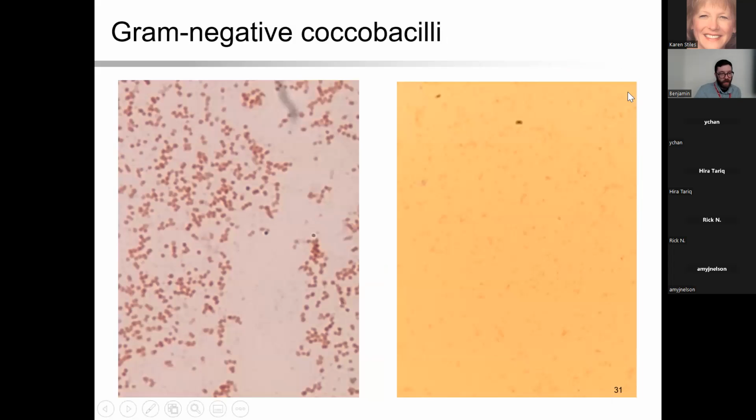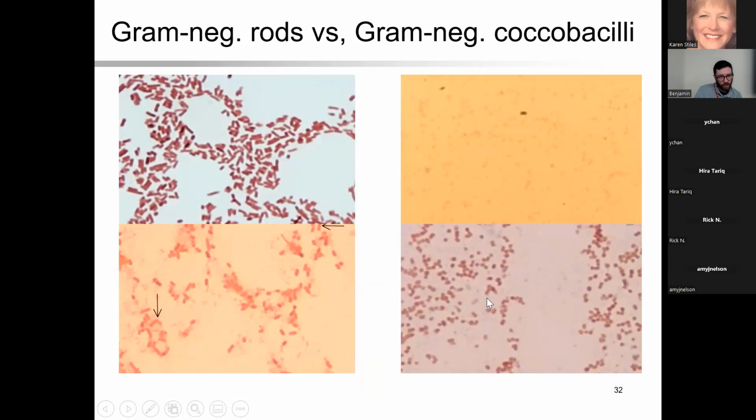These are our gram-negative coccobacilli. They're very small, even under oil immersion, your high power field. So they can blend into the background quite easily. So you really have to pay attention to your counterstain here and look for that difference against your background. And then this is kind of just comparing the two morphologies: gram-negative rods versus your coccobacilli.